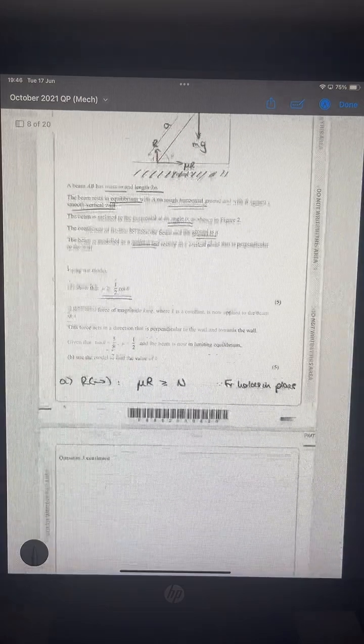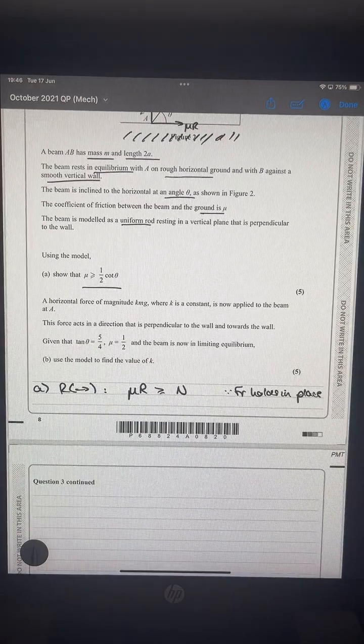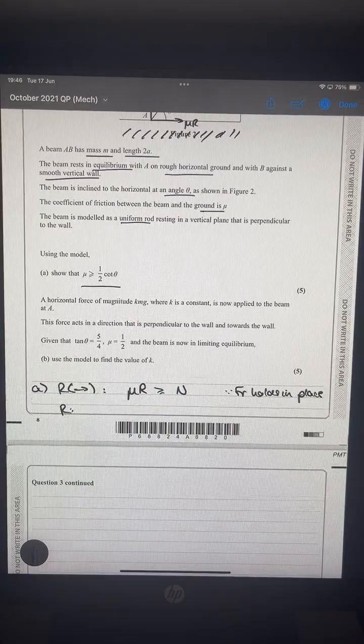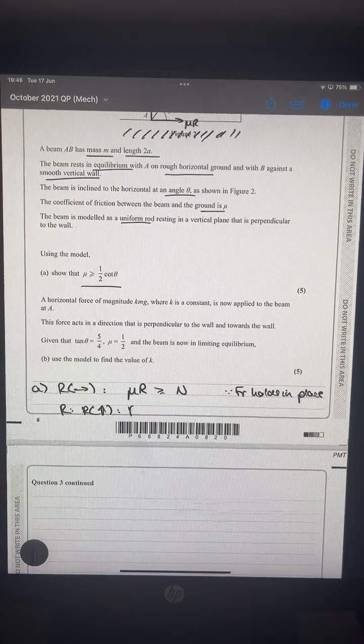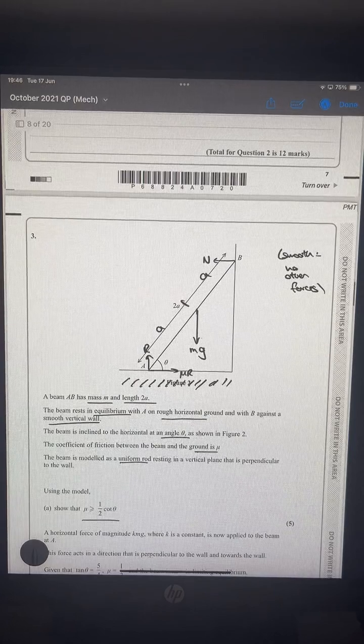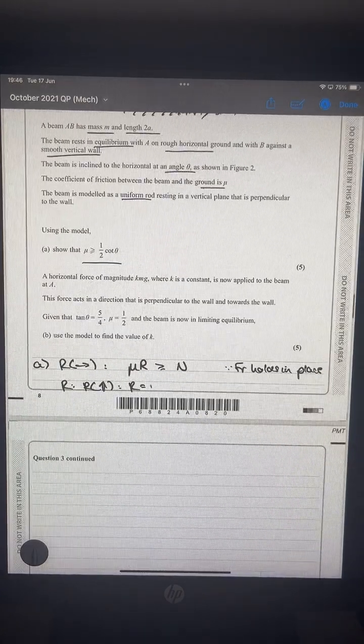So how am I going to do that? Well, R I can find by resolving vertically. So R, resolve vertically, I get that R is going to be equal to, well, what are my other vertical forces? mg, that's it. So R equals mg, awesome. Now I need to find what N is.